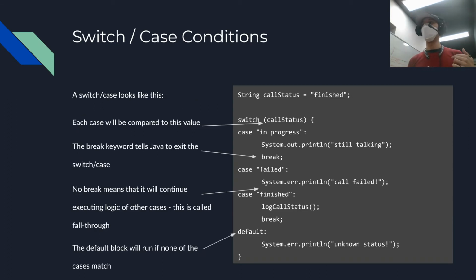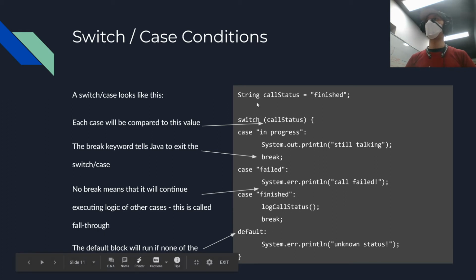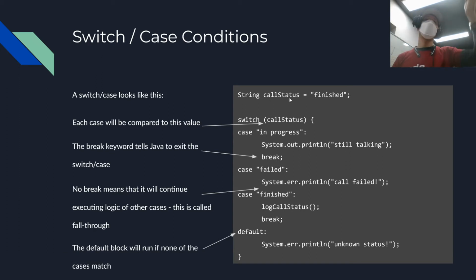So what does this look like? This is a switch case. So at the top, you have your switch and the variable that you want to switch on. Okay? In this case, I have some theoretical calling application. Okay? And I say call status is finished. And then I want to switch on the value of that. In the case that call status is equal to in progress, then do this.